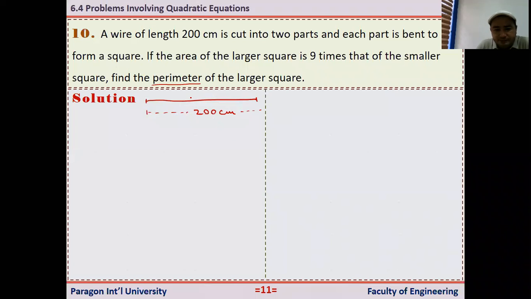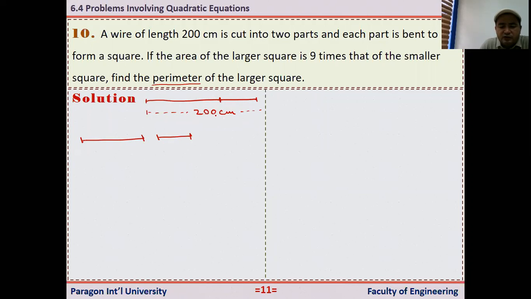Okay, very good. So we just cut this into two parts and bend to form a square. Let me just cut from here. Okay, from here. All right. And so if I cut it into two parts, now I will have two pieces of wire. This is the first piece, and this is the second piece, right? And their total length is 200 centimeters.